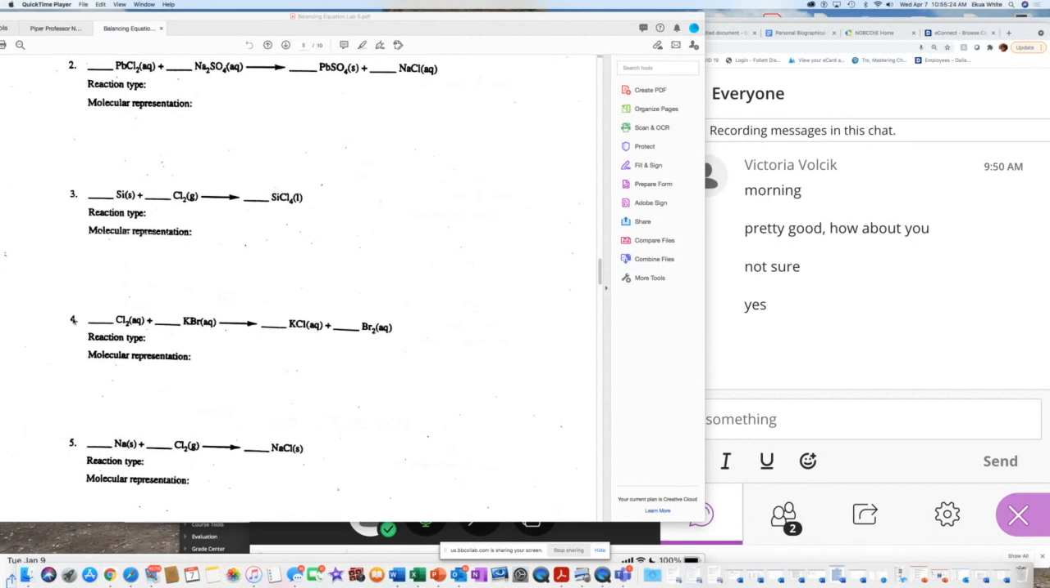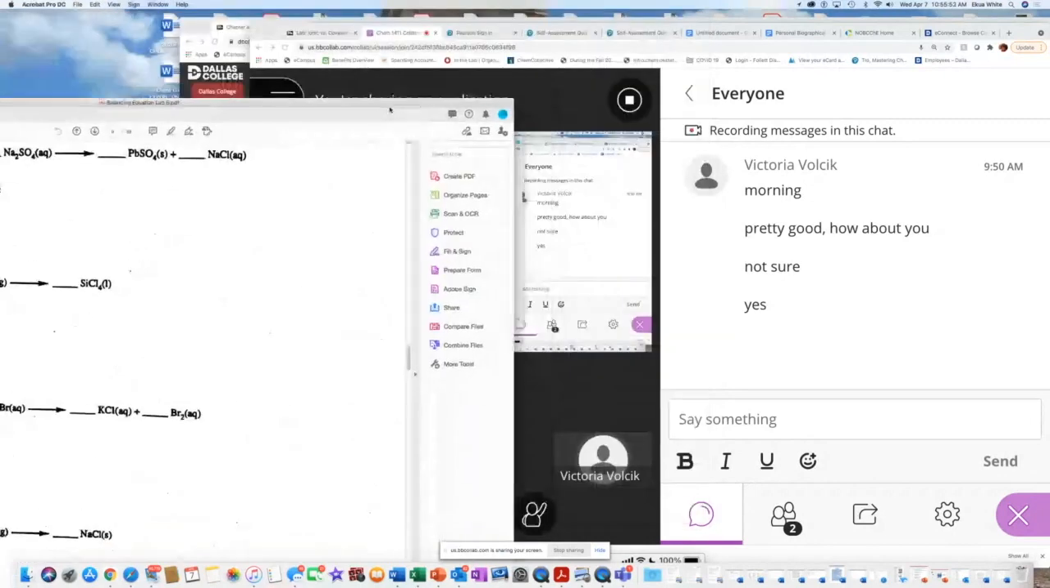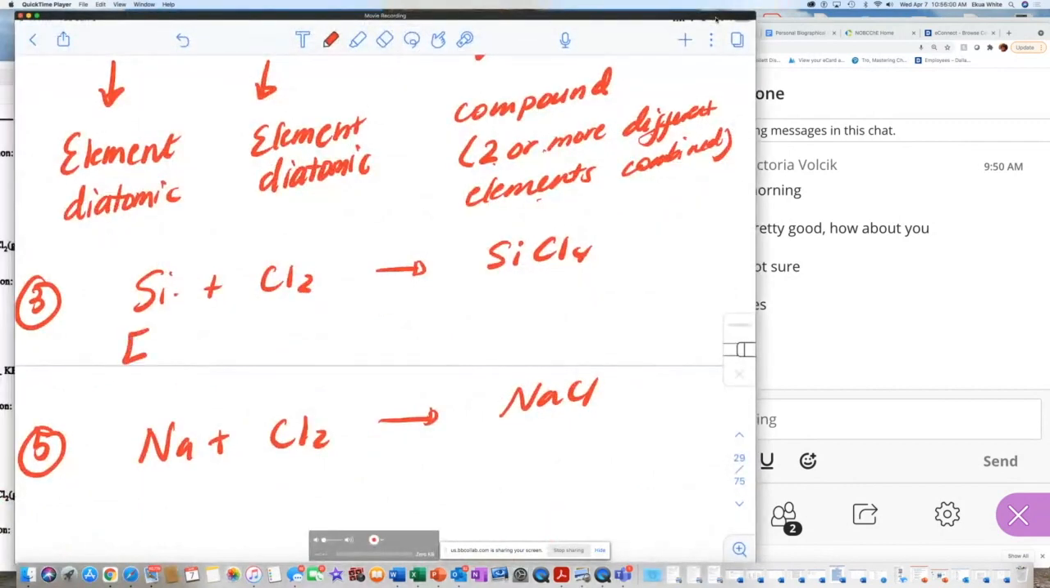So for number three here, as we're working on this, Si plus Cl2 to produce SiCl4. And then number five is also synthesis, Na plus Cl2 to give us NaCl. These are all synthesis. So as I said, oh no, why do I keep doing this? Let me see, is the page open somewhere here? Yeah, the page is in the bottom. Right, this is an element, monoatomic, because it's only one. This is two Cls, right? This is just one Si, two Cls. Still an element, but diatomic.